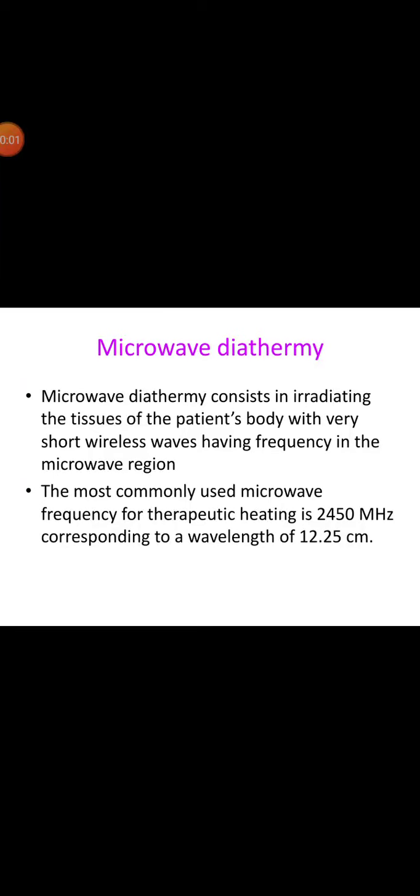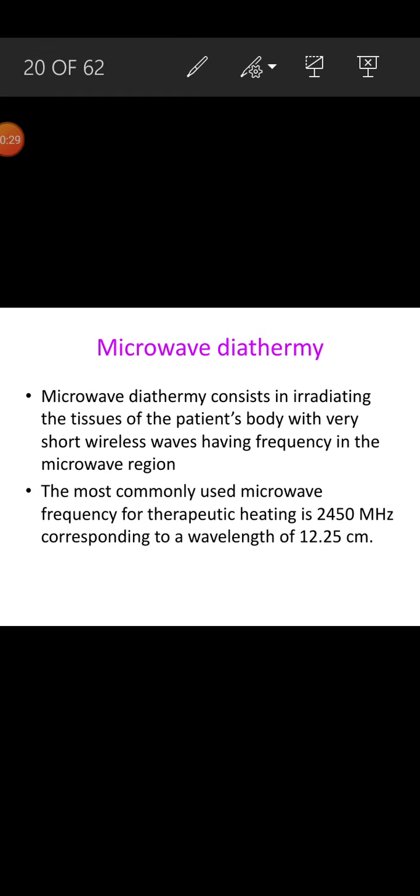Welcome to this module. In this module, I'm going to speak about microwave diathermy. Microwave diathermy consists in irradiating the tissues of the patient's body with very short wireless waves having frequency in the microwave region. Microwaves are a form of electromagnetic radiation with a frequency range of 300 to 30,000 MHz and wavelengths varying from 10 mm to 1 meter. The most commonly used microwave frequency for therapeutic heating is 2450 MHz, corresponding to a wavelength of 12.25 cm.